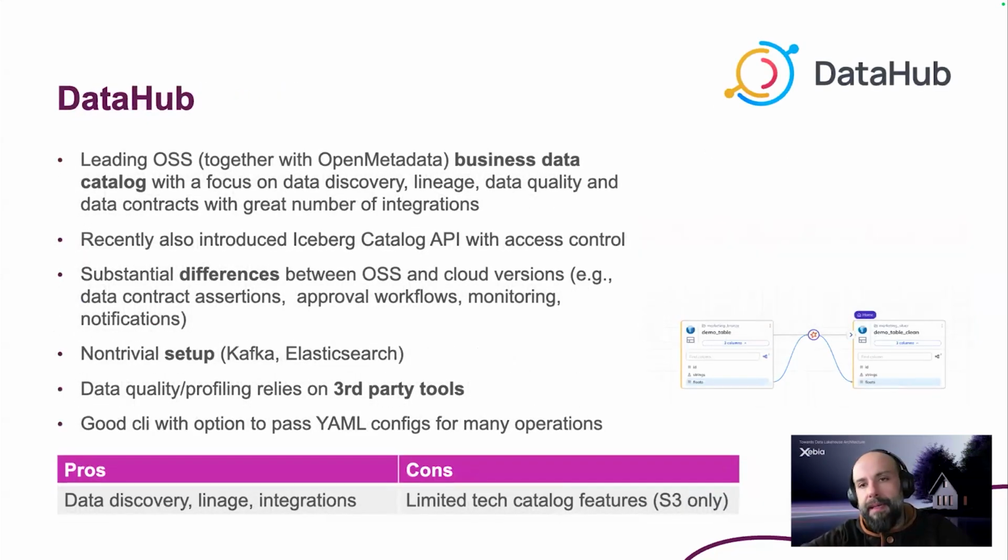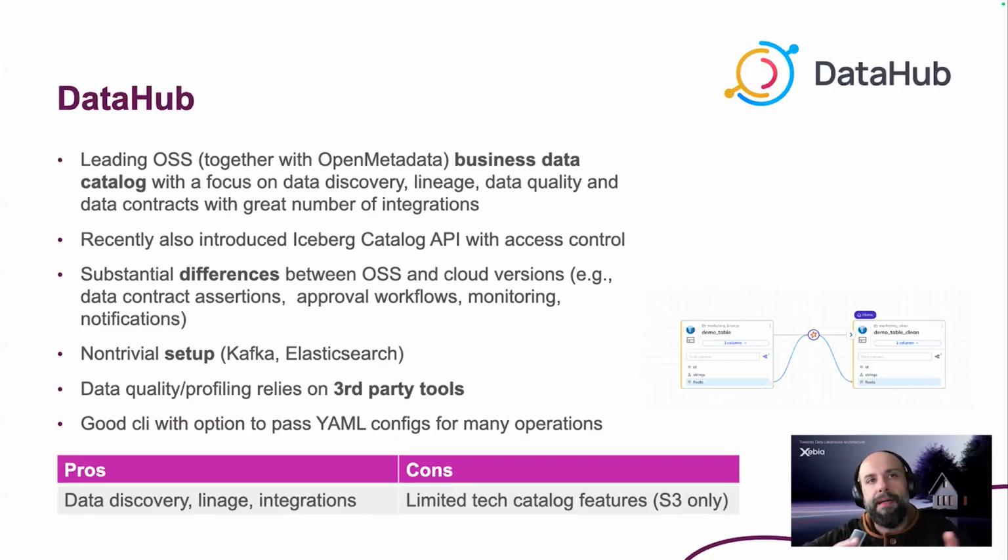DataHub is something that may not be very intuitive at first sight, because DataHub is mostly considered a business-oriented data catalog. But this year it also added support for the Iceberg Catalog REST API and access control. So right now, to some extent, it's also possible to use it as a kind of replacement for a full-fledged Iceberg data catalog like Lakekeeper, Gravitino, or Unity catalog. But you still need to consider it a kind of extra feature.